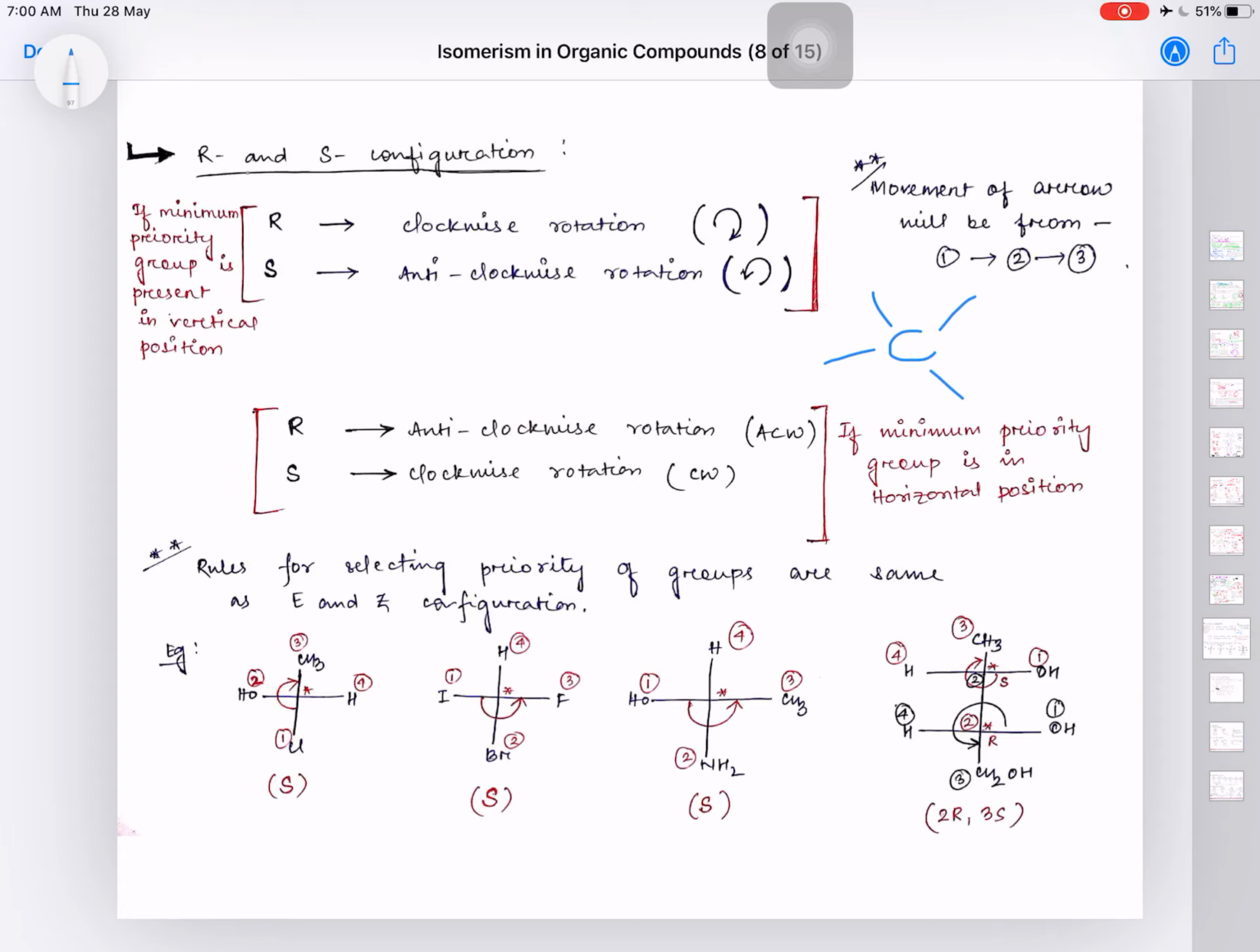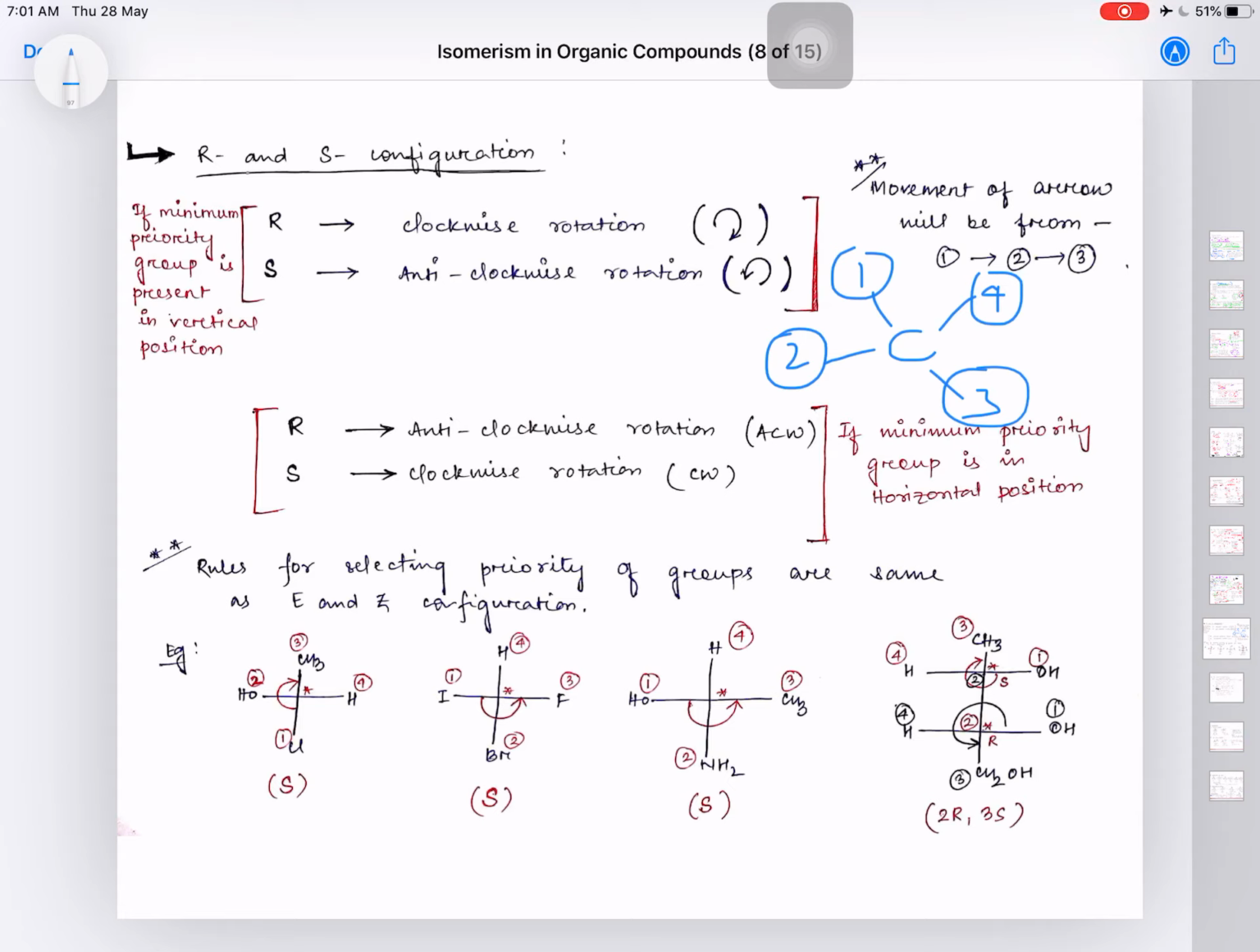RS is just like EZ, we'll assign priority to the four atoms. In EZ we used to assign priority to two atoms. In RS we'll assign priority to all the four atoms connected to the carbon, and we'll follow the same rules. We'll check for atomic number. If atomic number is the same, we'll check for atomic mass. If atomic mass is also the same, we'll check for the next connecting atom. The same rules you have to follow. So out of these four groups, say we have A, B, C, D, we have 1, 2, 3, 4. These are the priorities of the groups.